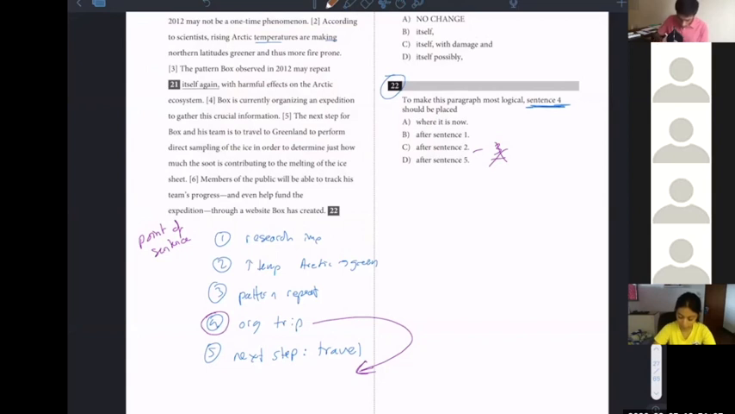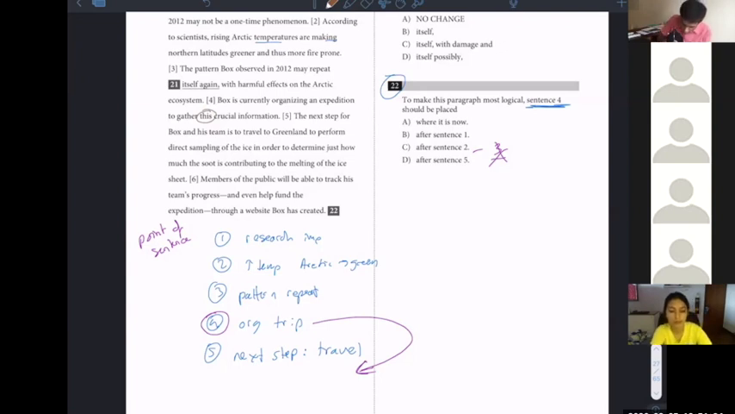So where's our sentence 4? Box is currently organizing an expedition to gather this crucial information. So this is a critical pronoun here. That means that the information has already been introduced in the passage. That's why they can refer to it as this.